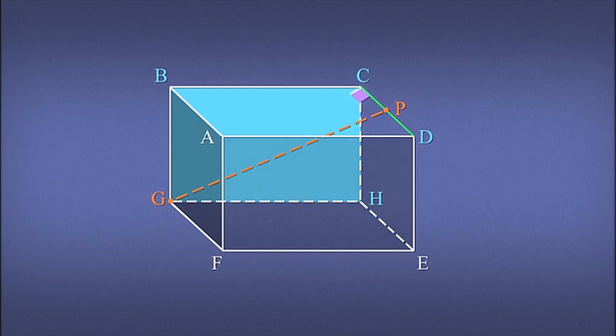PC is perpendicular to plane BCHG. Then CG is the projection of PG on the plane BCHG. Angle CGP is the required angle between the line and the plane.